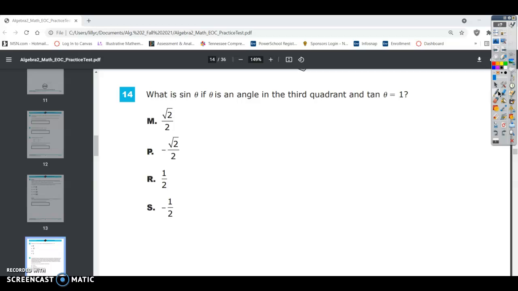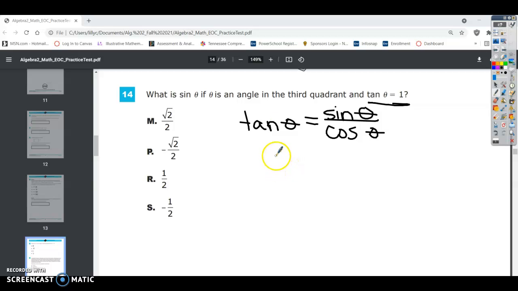Alright, so first thing we have to do is think about our identities. And if you remember, tangent of theta equals sine theta over cosine theta. Alright, so we can use that since we know that the tangent of theta equals 1. We can replace 1 on this side of the equation.